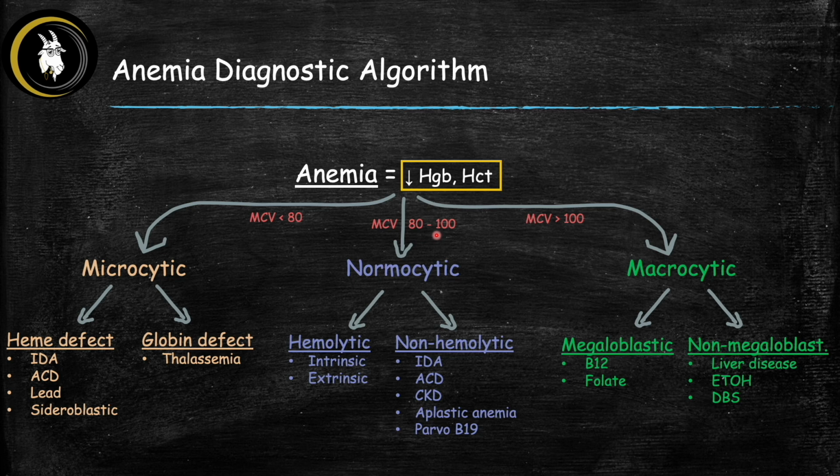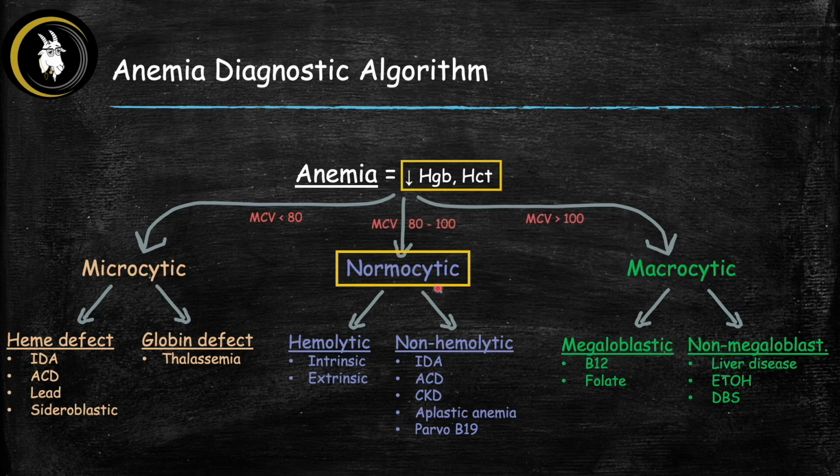MCV is the average volume or size of the red blood cells, and normal is 80 to 100 femtoliters. So diseases that cause anemia with a low MCV are put in this bucket of microcytic anemia. Those with a high MCV are put in this bucket of macrocytic anemia. And then finally, those with a normal MCV are in this bucket of normocytic anemia. And this bucket is where we're going to find hemolysis.